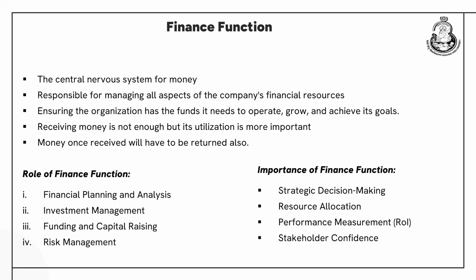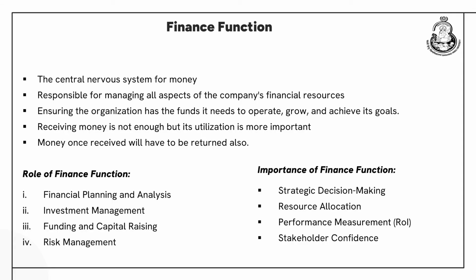So it is the central nervous system for money. When we talk about any human body, the nervous system is responsible for it working properly. In a similar way, the finance function is the nervous system of an organization. Without the optimum level of finance, no company, no organization can work efficiently because it is associated and required at each step. It is responsible for managing all aspects of the company's financial resources, ensuring the organization has the funds it needs to operate, grow, and achieve its goals.